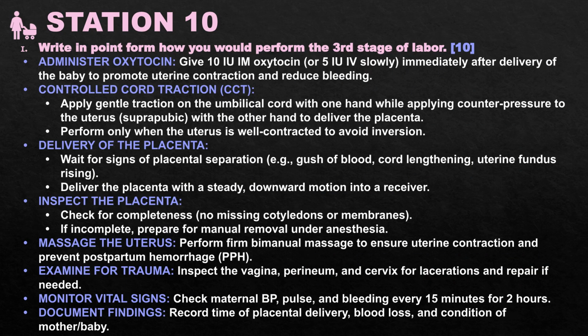Steps of active management of the 3rd stage. Administer 10 IU oxytocin IM. Perform controlled cord traction. Wait for signs of placental separation. Deliver placenta gently. Inspect placenta for completeness. Massage uterus. Check for genital tract tears. Monitor maternal vitals. Estimate blood loss. Document findings. This approach reduces risk of postpartum hemorrhage, the leading cause of maternal mortality worldwide.